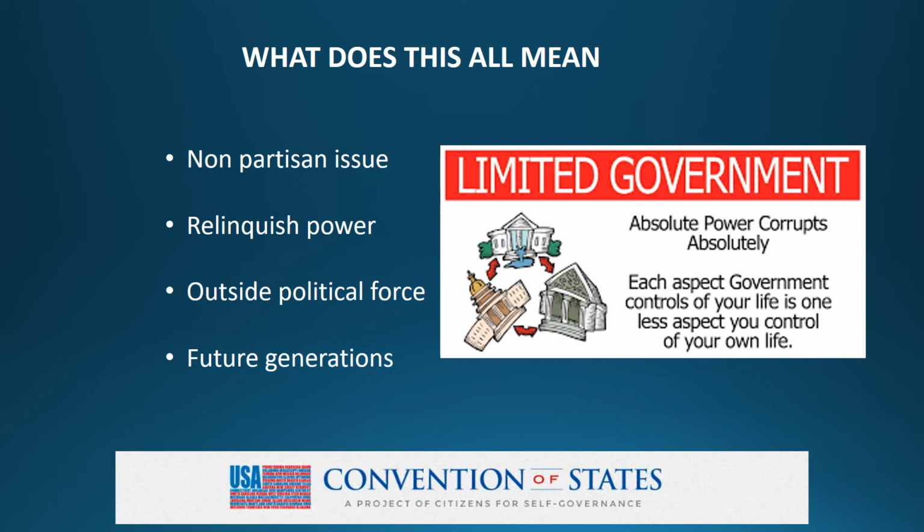Well, what does this all mean? This is not a partisan issue. Washington, D.C. will never voluntarily relinquish meaningful power, no matter who is elected. The only rational conclusion is this: unless some political force outside of Washington, D.C. intervenes, the federal government will continue to bankrupt this nation, embezzle the legitimate authority of the states, and destroy the liberty of the people.